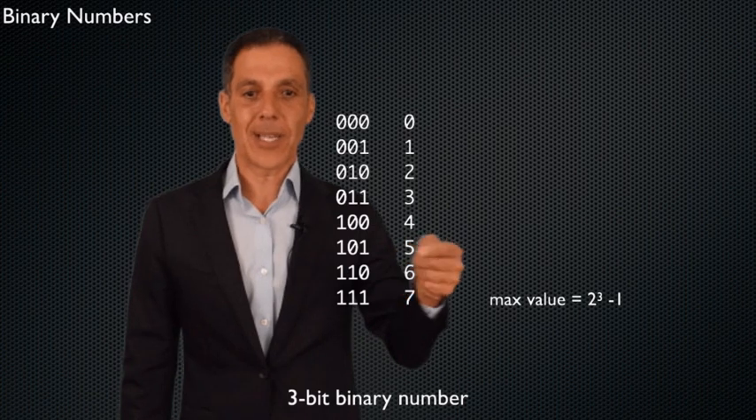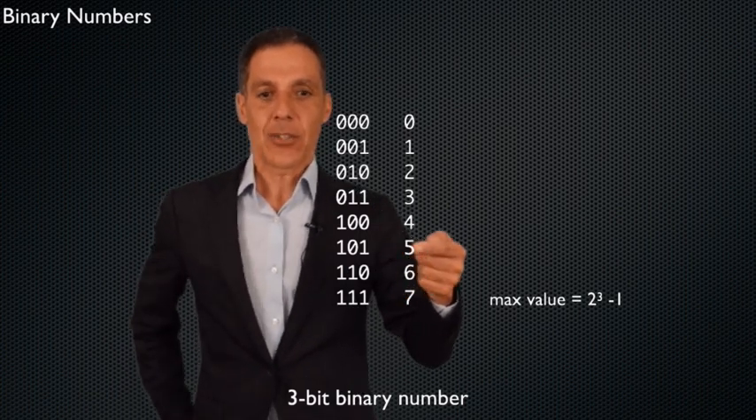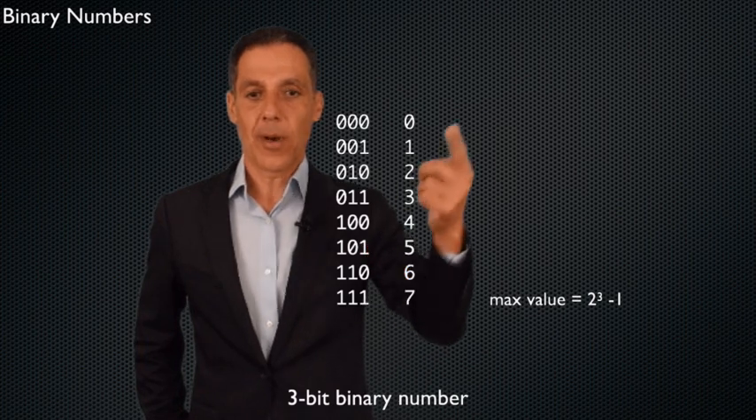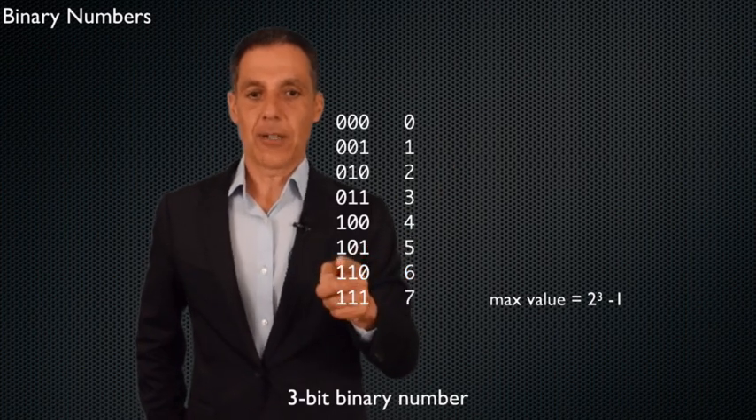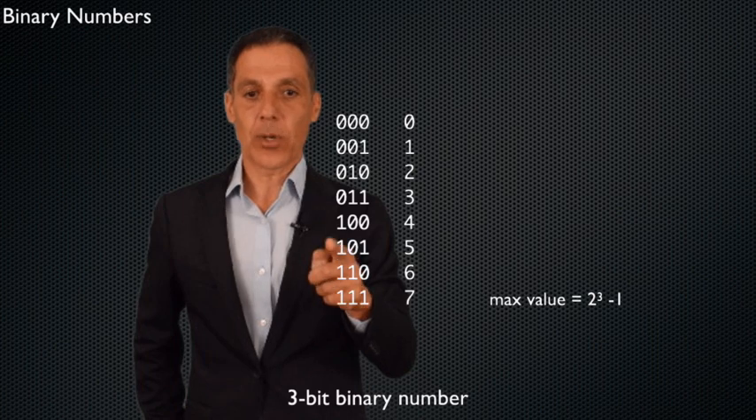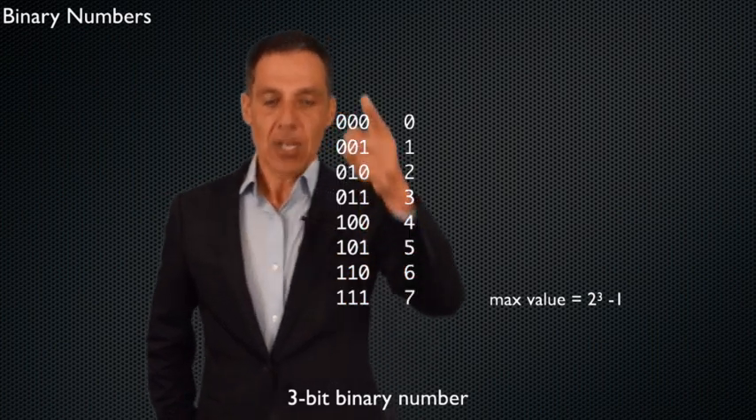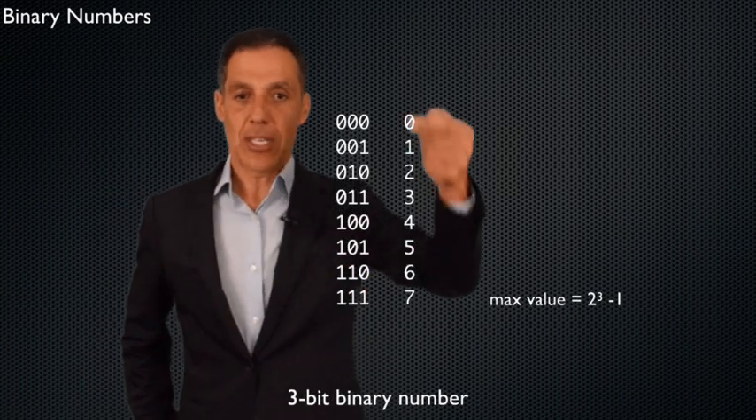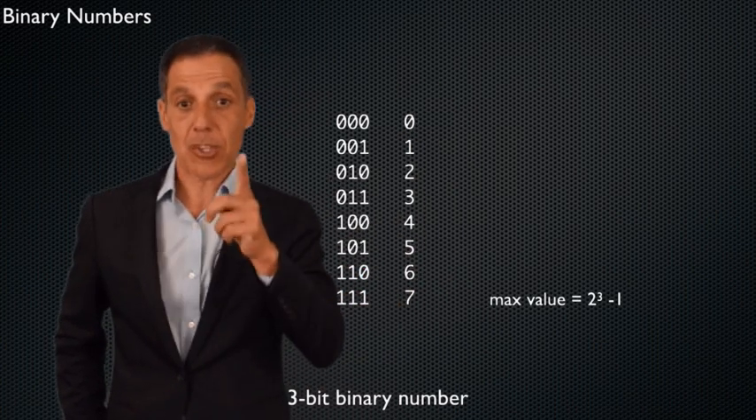So let's do, say, 5 here. How do I know that this is 5? This is 2 to the 0. What's that? 1. That's a 0, so I don't care. This is 2 to the 2. That's 4. 4 plus 1 is 5. Go through each one of these, please, at least in your head, and convince yourself that you get these numbers here. Okay, so that's a 3-bit binary number. I can count between 0 and 7.